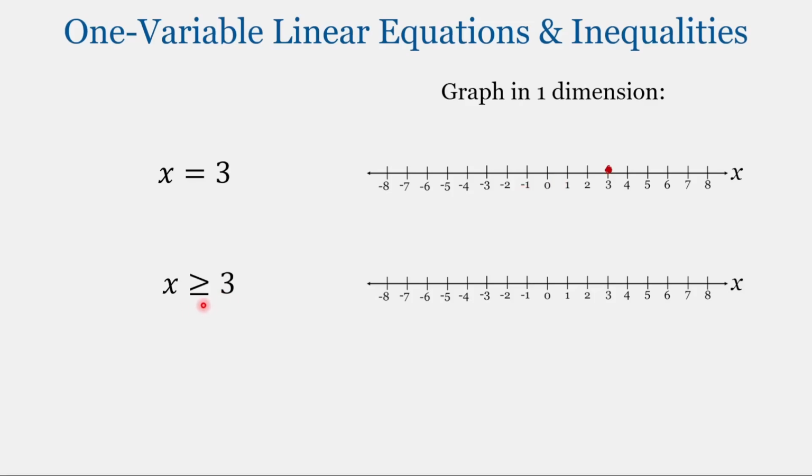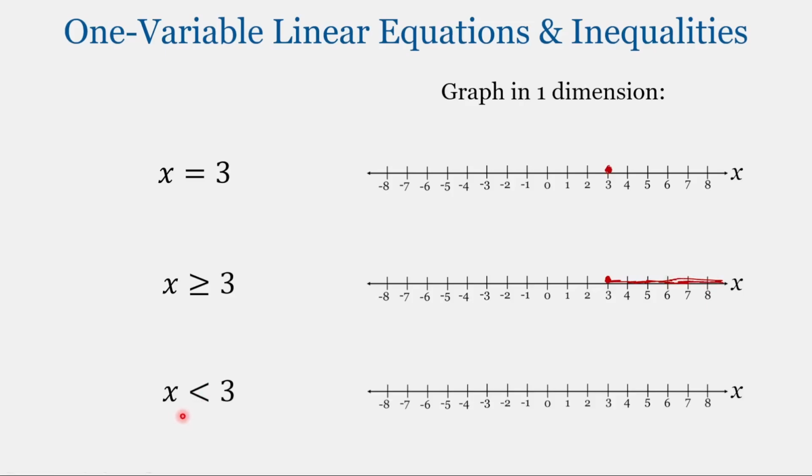Now how about the inequality x greater than or equal to 3? We'd again put a closed circle at 3, indicating that 3 is included, and then we'd shade the region of the graph greater than 3. So that's all the numbers bigger or greater than 3 on this number line. So we have x greater than or equal to 3.